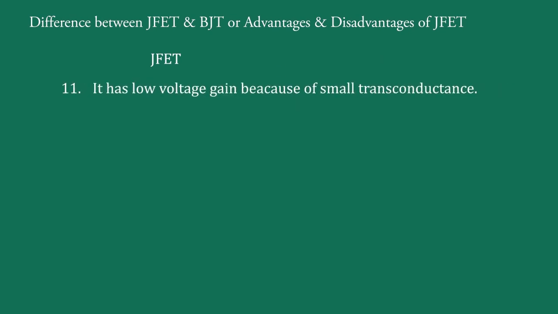11. JFET has low voltage gain because of small transconductance, because the amplification factor is the product of transconductance and input resistance. It means mu equals ID upon VGS into VDS upon ID, that is equal to VDS upon VGS. And gfs is small, that's why VGS is large and mu is comparatively low.